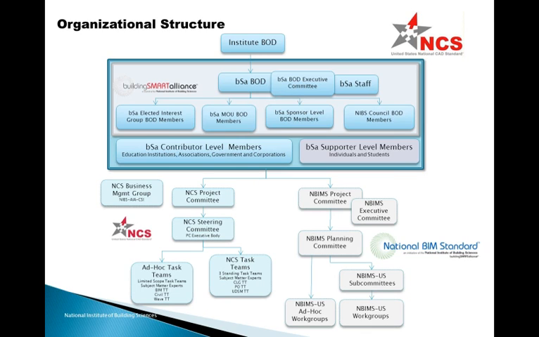So the NCS is under the NCS project committee. To the right, you have the National BIM Standard, which is another one of the standards that the Institute oversees. Above it, you have the BuildingSMART Alliance Council, which is basically the body that oversees the work of the two standards, the NCS and the National BIM Standard. And the council answers to the Institute board.